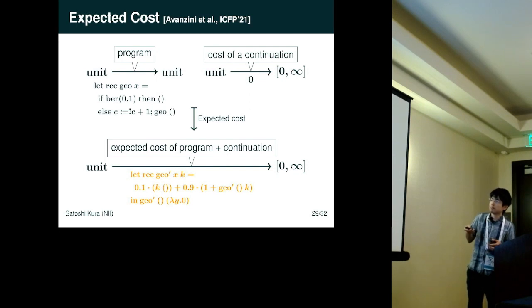Using our general theorem, we can syntactically compute the weakest precondition for expected cost, and we obtain this formula. This formula expresses the expected cost of the original program, and actually this solution is the same as what Avanzini proposed.